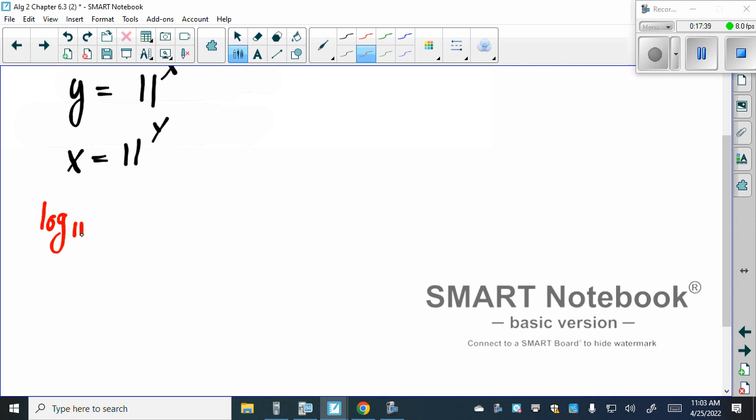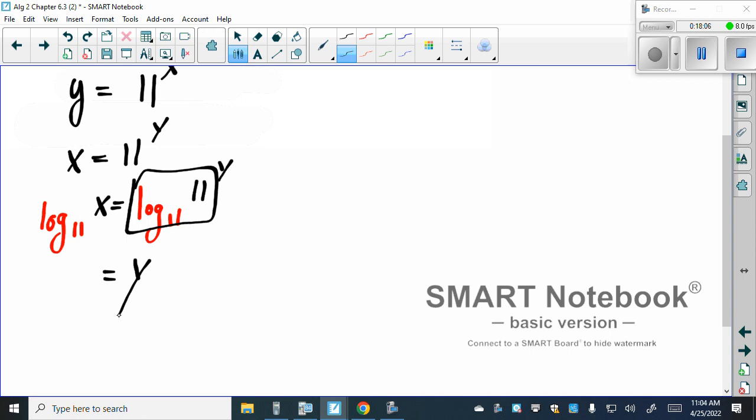So we can say log base 11 of x is equal to log base 11 of 11 to the y. We can apply this log base to both sides. And the reason that this is nice is because on the right-hand side, we have log base 11 of 11 to the y. And that will simplify to what? y. The other side will have log base 11 of x. y is by itself. Well, that's the inverse. That's all we have to do for this here.